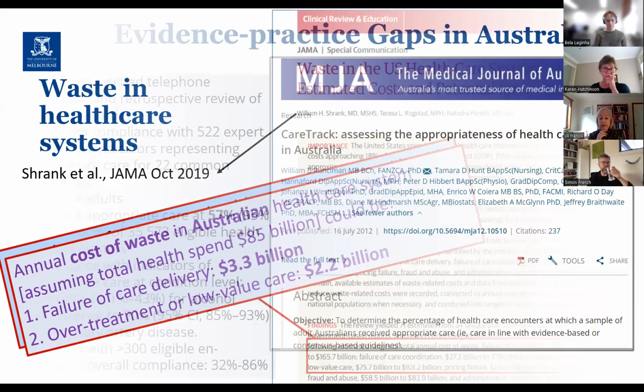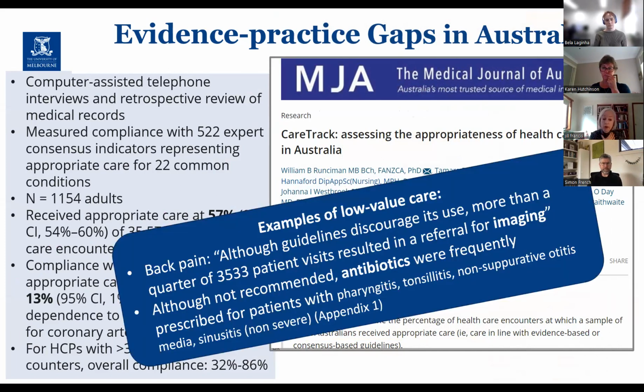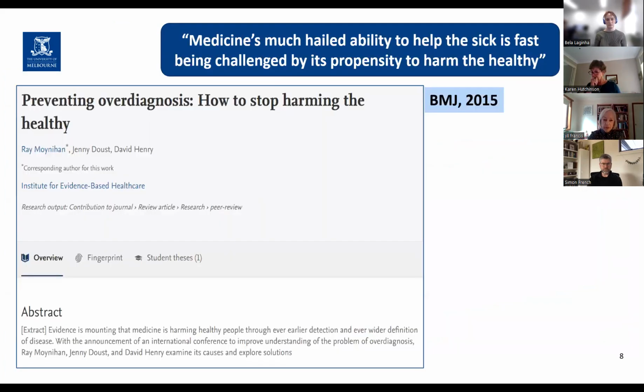And a little bit closer to home, a very nice paper in the MJA in 2012 used very systematic methods, including retrospective review of medical records, to identify this sort of low-value care delivery in the Australian context. Some of their many examples were for back pain, and Simon French, you know all about this and have led work on this, still at that time, a quarter of patient visits resulted in a referral for imaging when that's not recommended. And another, the old hoary problem of antibiotic prescribing, decades and decades after we know it shouldn't be done, there's still overuse of antibiotics for conditions for which they won't really make much difference. So this is an enduring problem.